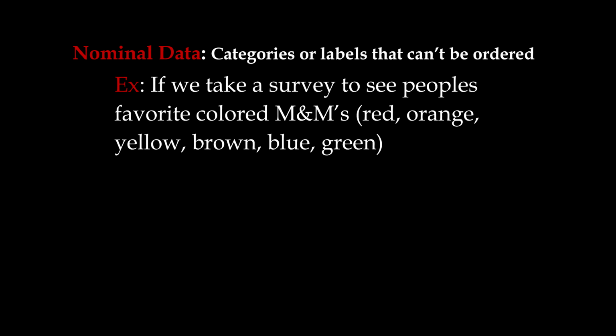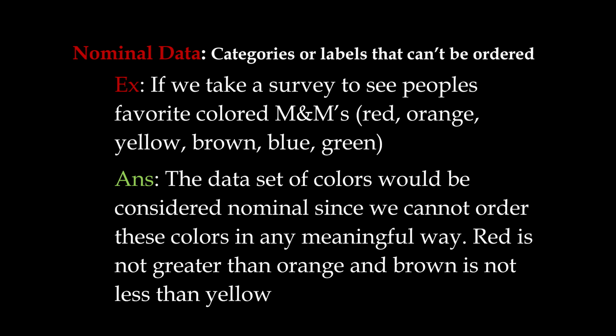In this example, we're trying to see what people's favorite colored M&M is. Since the dataset consists of colors, we cannot order them in any meaningful way. Meaning, we can't really say that red is greater than orange or brown is less than yellow. It doesn't really make any sense. So therefore, we consider this nominal data.